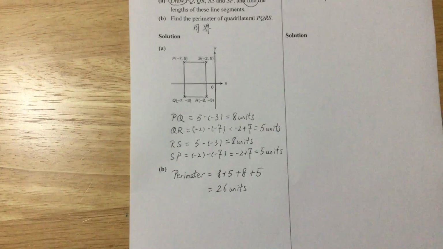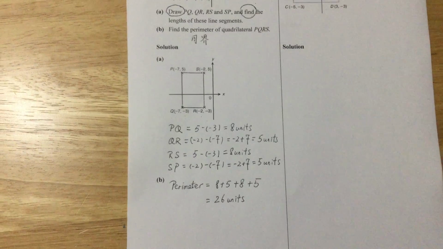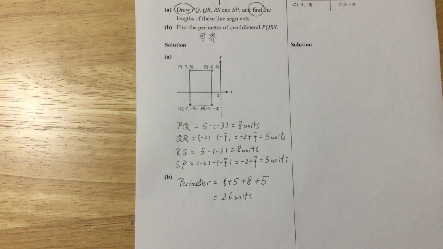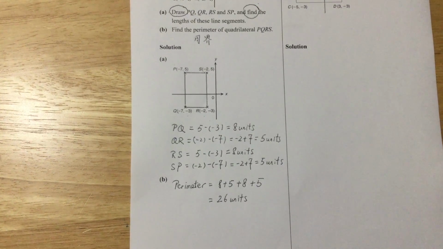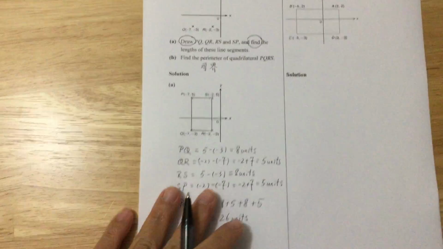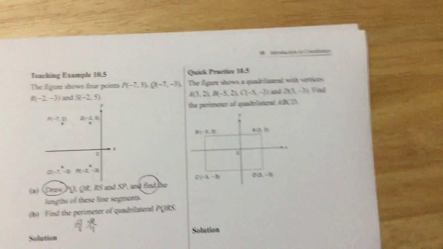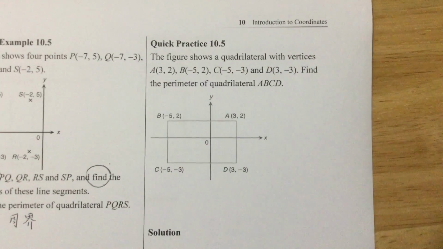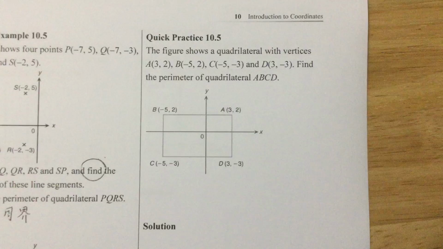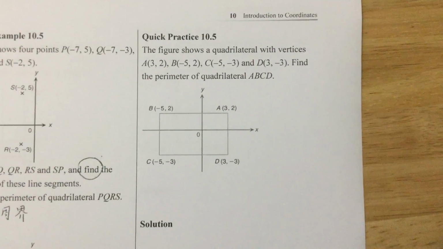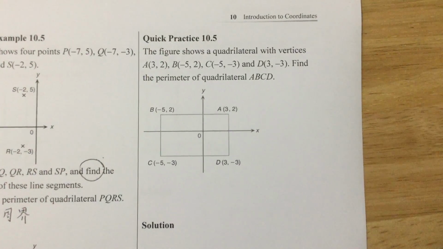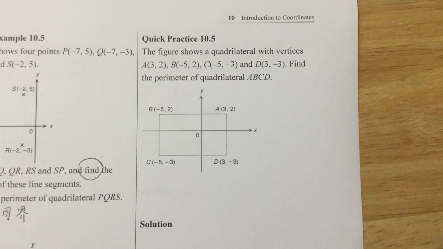Okay, for the teaching example 10.5. Now this is your turn. Quick practice 10.5. Please now find out the perimeter of the quadrilateral. Obviously, we will not call this a quadrilateral, this one is a rectangle now. So can you find it immediately? In 20 seconds.